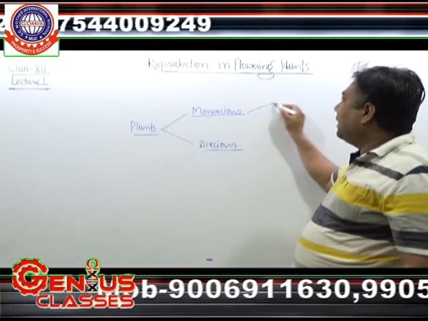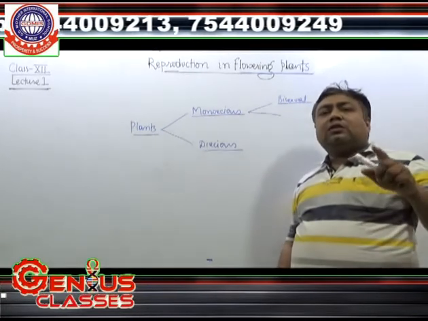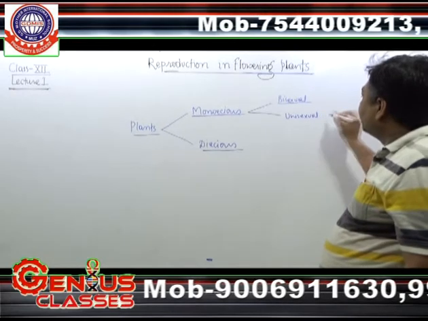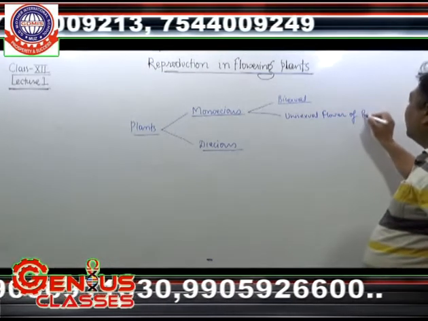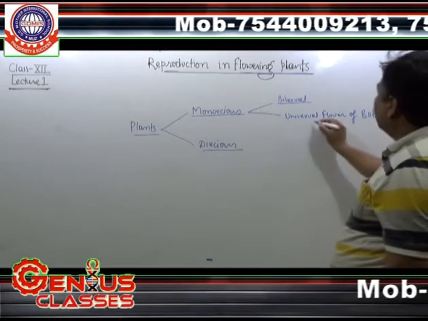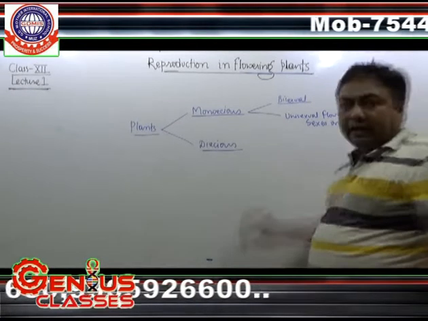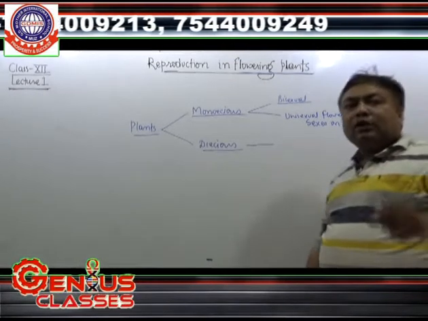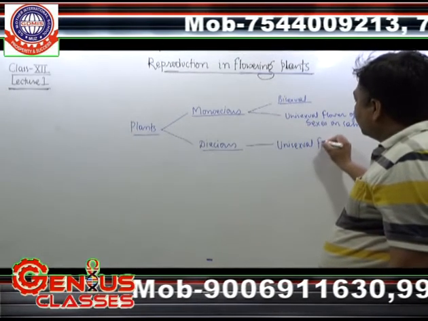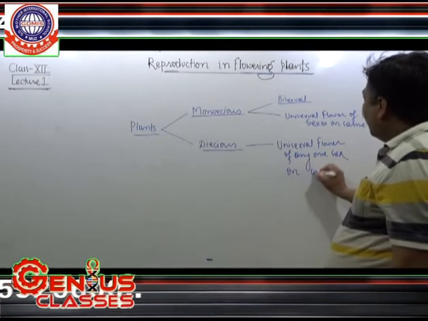That means monoecious can have bisexual flowers, that means flowers in which both sexes are present, or unisexual flowers of both sexes on the same plant. Both sexes on the same plant. And in the case of dioecious, it bears unisexual flowers of only one sex on one plant. Unisexual flowers of any one sex on one plant.